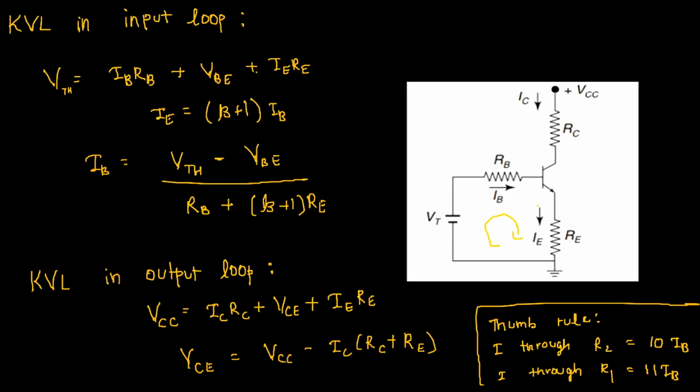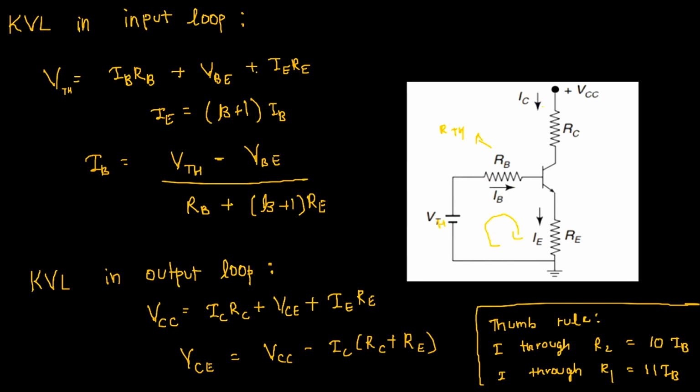So now by simplifying the input side, now we have a much simpler circuit. This is my RTH and this is my VTH, and we just derived the value of RTH and VTH. So now let's apply KVL and find what the output characteristics are.